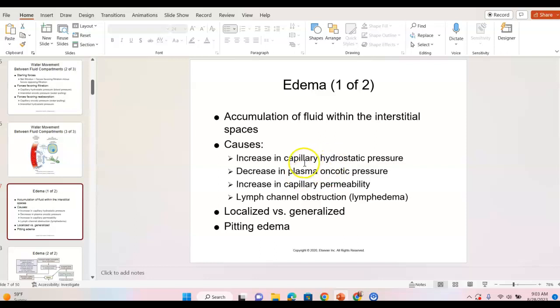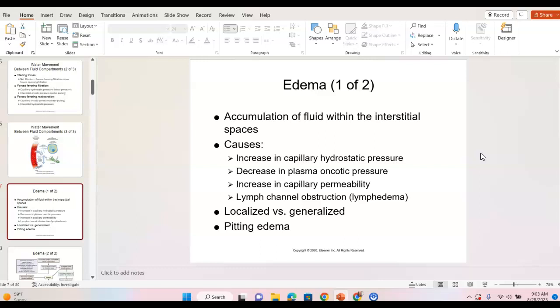Okay, so we have an increase in that capillary hydrostatic pressure pushing fluid out into the tissues, a decrease in that plasma or venous oncotic pressure and ability to draw it in. Capillaries start to wear down. You start to get fluid out, and then the lymphatic system starts to decrease in its ability to draw fluid back as well.